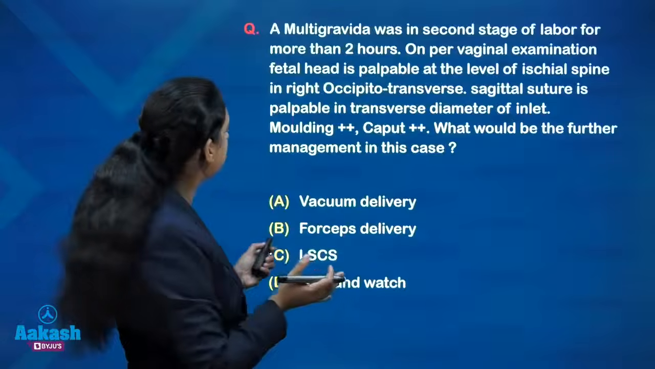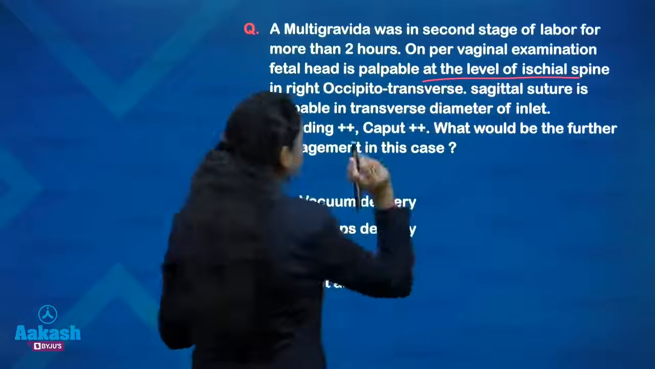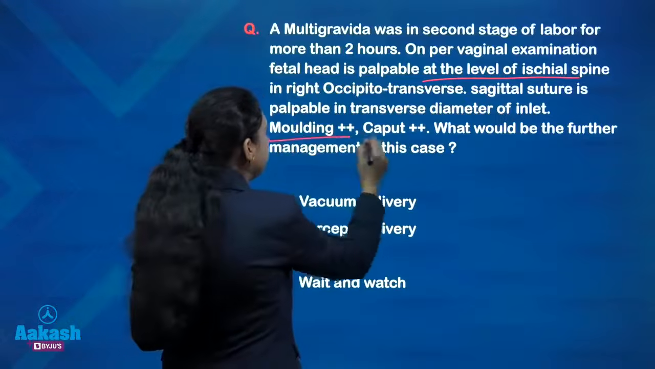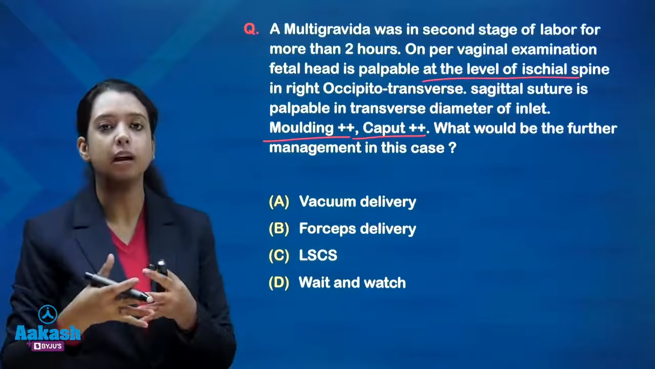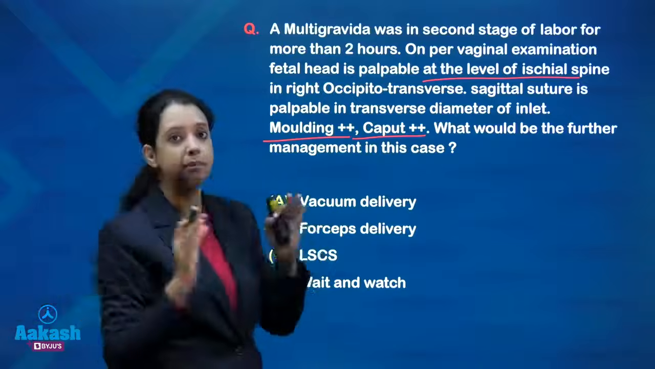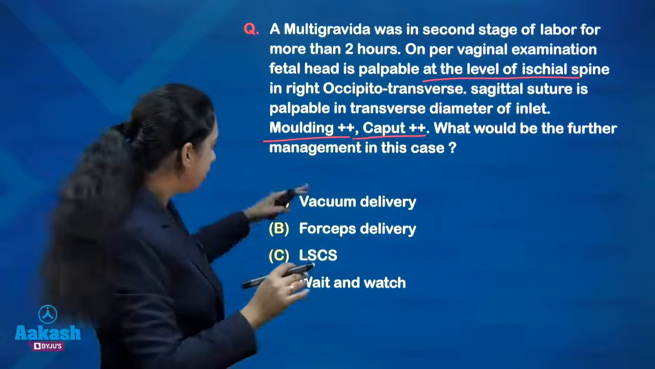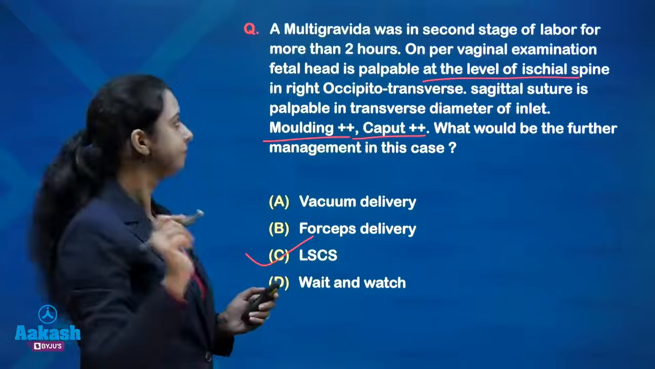Now here they have clearly given that it is at the level of ischial spine. Also, molding is plus plus, caput is plus plus. It means there is some sort of disproportion. Either the pelvis is narrow or the baby is big. That is why molding and caput are plus plus. So you cannot use vacuum and forceps and your answer is LSCS, right?